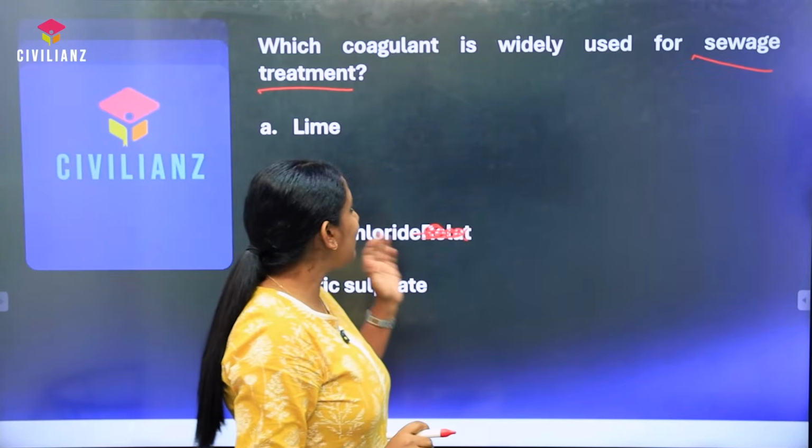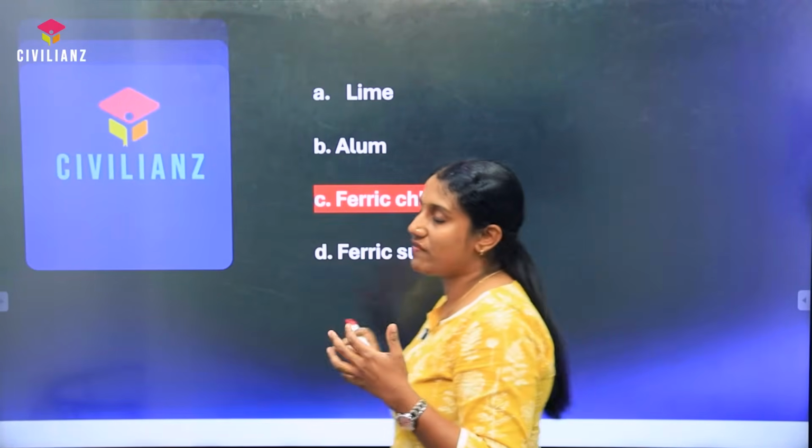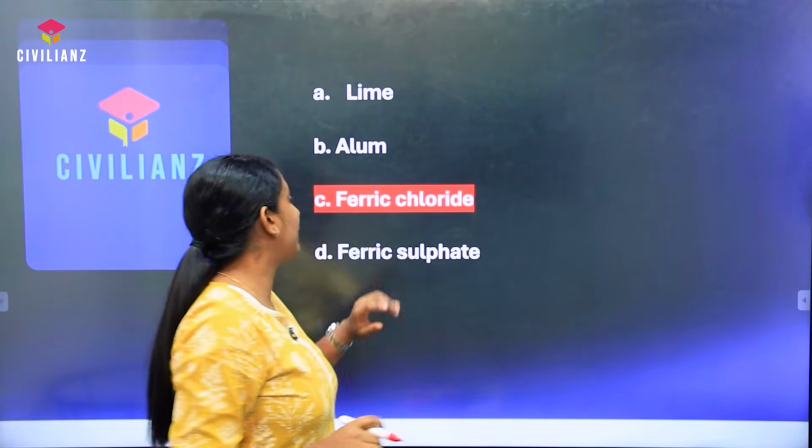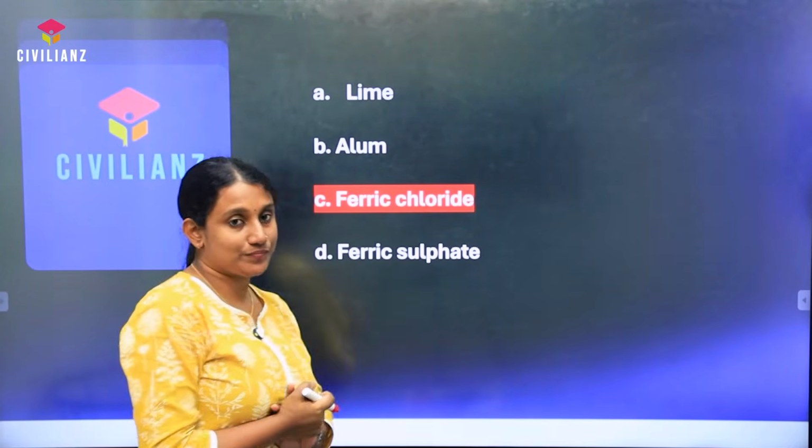So in the raw water case, we can widely use alum. In wastewater, so in the sewage case, we can use ferric chloride. Okay, option C is the answer. So please note the answer.